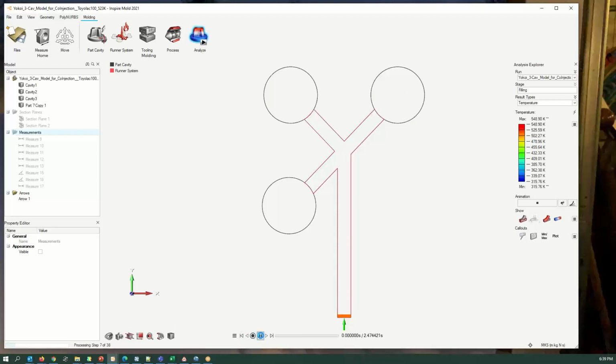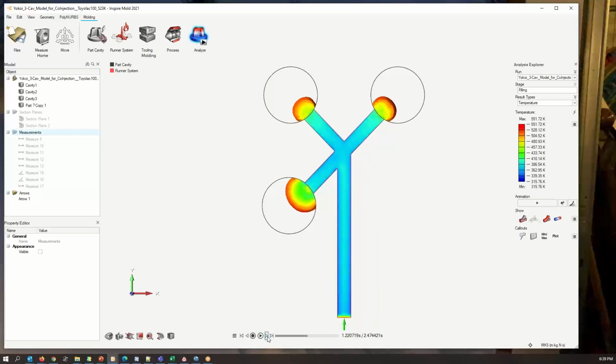Here we go. So now we're going to make this thing flow, and I see an advantage coming here. I'm going to advance this a frame at a time. And here we can see that we finish filling.